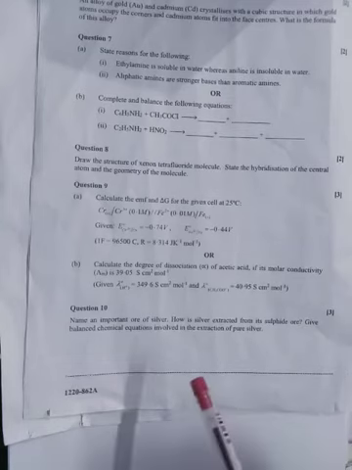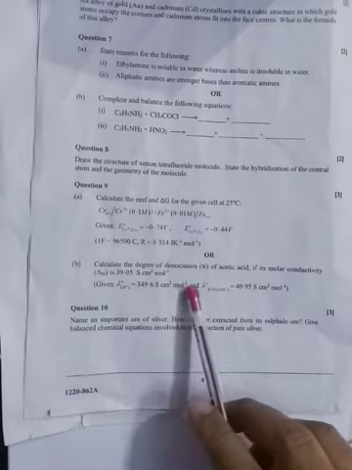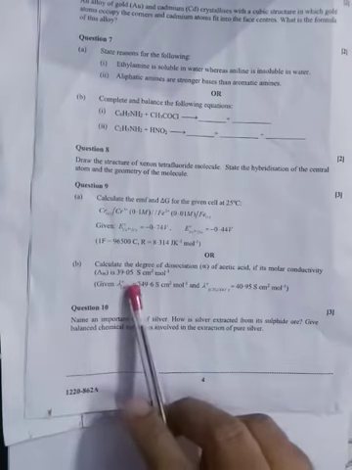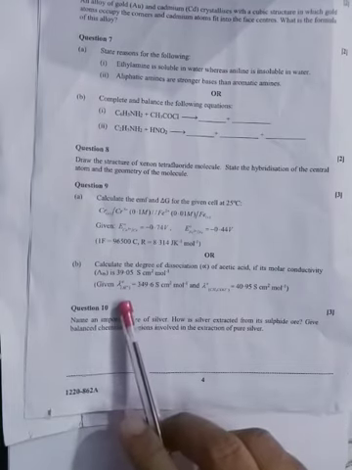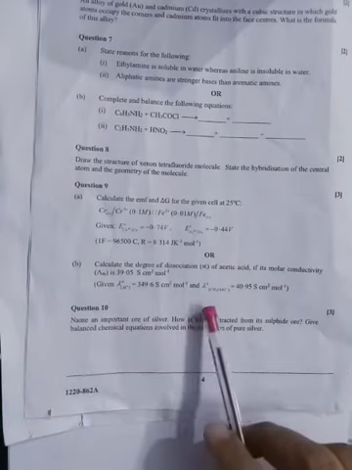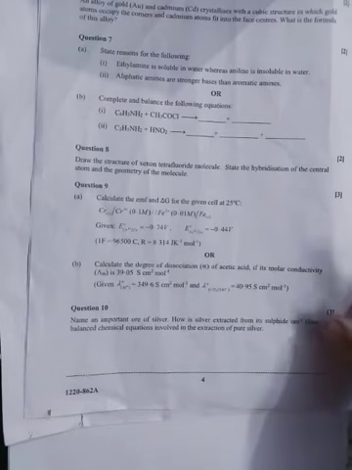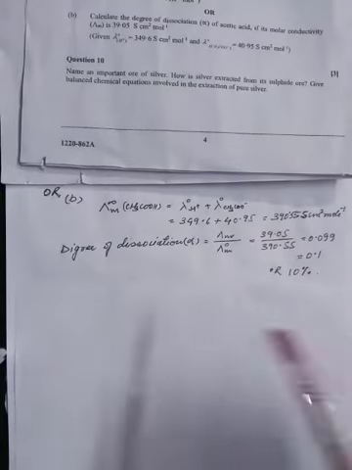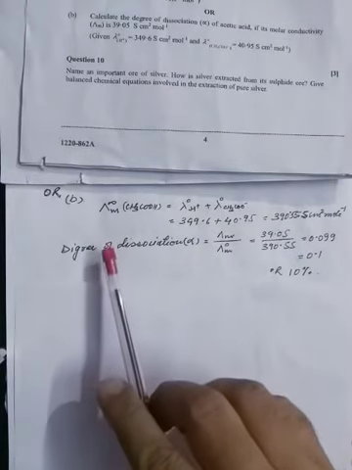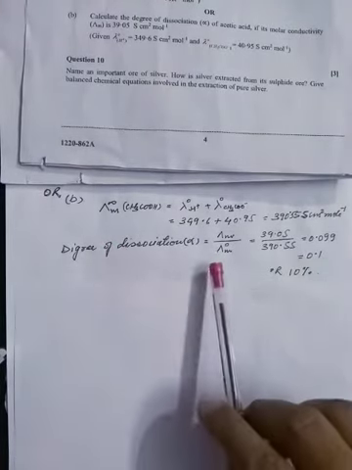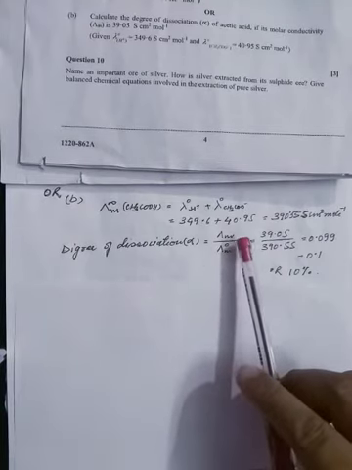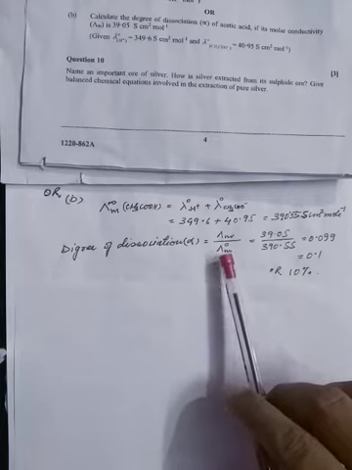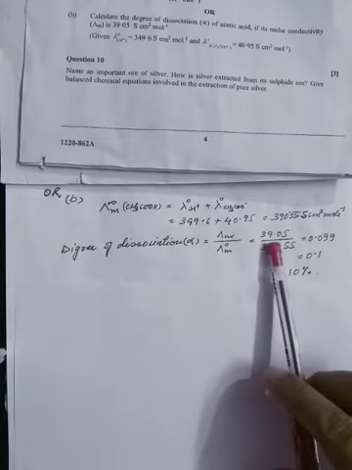The second part of this question is to calculate the degree of dissociation alpha of acetic acid. The molar conductivity is given to you, and the molar conductivity of hydrogen ion and of acetate ion are given to you. Then how do we calculate the degree of dissociation? The degree of dissociation, alpha, is the molar conductivity at any concentration upon molar conductivity at infinite dilution.